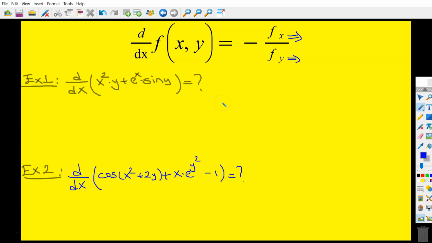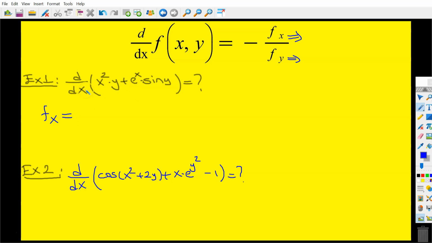Alright, so let's get started and put all these things in motion. We're going to solve two problems. In the first problem, we have d over dx of x squared times y plus e to the power of x times sine y. As you can see, this function is implicitly defined. So first, let's figure out f prime x.